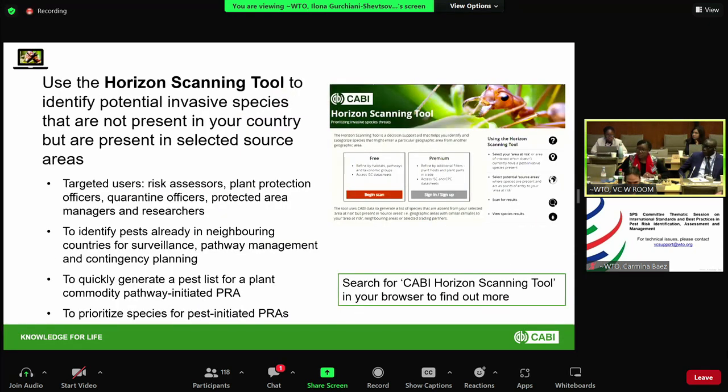Next slide. The second tool I want to highlight is the Horizon Scanning Tool. I think one presenter from DEFRA mentioned the UK Pest Risk Register, and this is a tool we've developed looking at some of the practices by DEFRA. It targets risk assessors and plant protection officers. This tool enables risk assessors to identify invasive pests not present in their countries, but with a likelihood of being introduced into their countries. It's a very short exercise that we are encouraging NPPOs to undertake, and it looks at the PRA process: the risk of entry, establishment, spread, and also impact. So it's a way to prioritize some of the species for pest-initiated PRAs in the region.